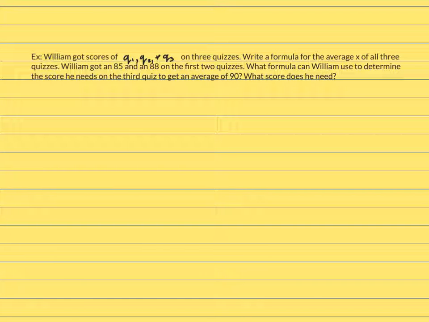Okay, so the first thing we're going to do is write out a formula for average. So we know that average is equal to the sum of all the numbers divided by the total numbers. So average, it said, was X in the problem. So we're going to do X equals the sum of Q1, Q2, and Q3 divided by 3, because we have 3 quiz scores in total. So we're going to use this formula to find the average. So this is the formula from the beginning. We'll name that first step, step 1.